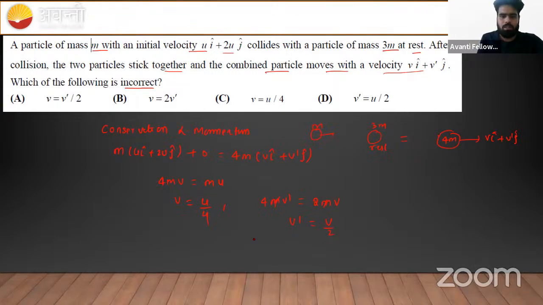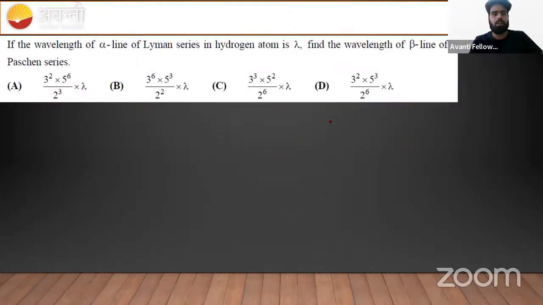So here we can establish a relation. We can also say which value is correct. V dash equals u by 2, yes, this is correct. If this is correct, then the other is not possible. Which one is incorrect? Option B is the incorrect one here, and the remaining options we can verify are correct. Let's move to the next problem.